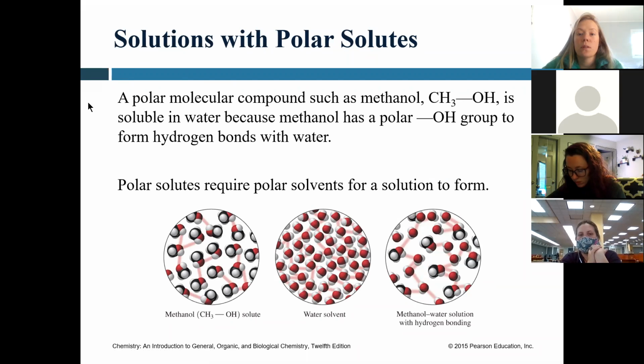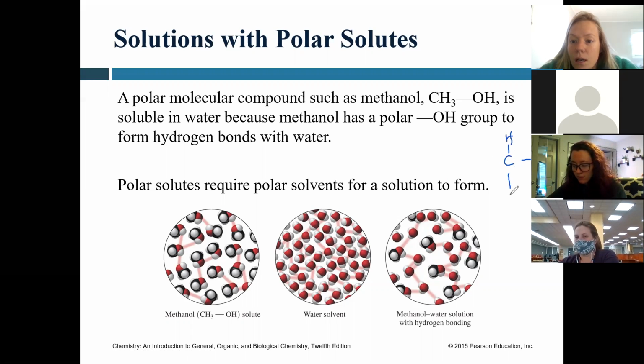So, solutions with polar solutes. We've got this thing here. This is methanol. It has this OH group sticking off of it, and this makes it asymmetrical, or not really balanced. So let me draw the structure of this thing. It looks something like this: we'll have carbon with a hydrogen, a hydrogen, a hydrogen, and then one of the groups is an OH.